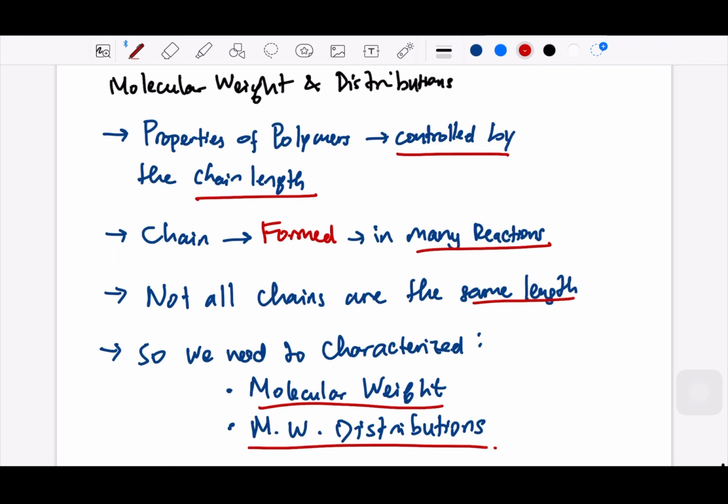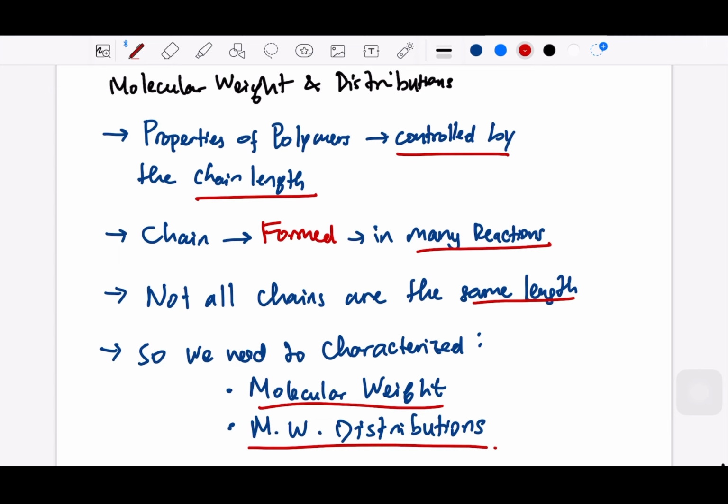This pretty much summarizes why we need to characterize. So first is the polymer. We know the property if we can control the length. But the length itself is formed from many reactions, right? It can be 1,000, it can be 10,000 reactions at one time. And all chains will have different length, of course.